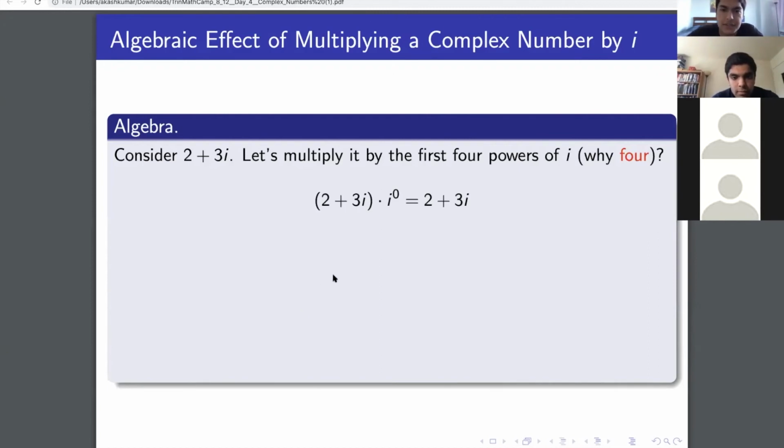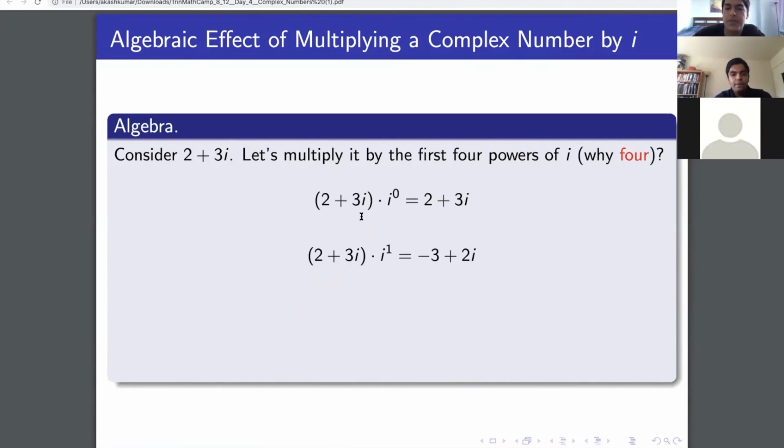So for the first case, 2 plus 3i times i to the 0. So i to the 0 is obviously just 1, and then 1 times anything is itself, so that case is not particularly interesting. Then times i to the 1. So if we multiply this out, we get 2 times i, so that's what you see here. And then 3i times i is negative 3, right? Because the i squared becomes negative 1. So then you get negative 3 plus 2i.